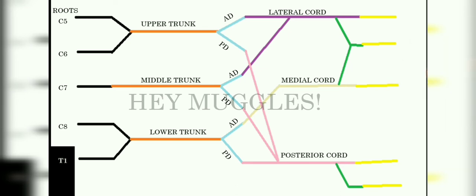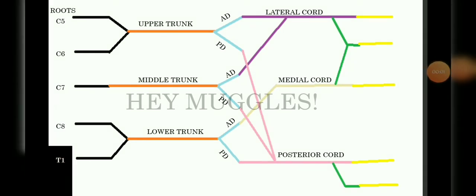The anterior divisions of the upper trunk and middle trunk together form the lateral cord. The medial cord is formed by the anterior division of the lower trunk, and the posterior cord is formed by the posterior divisions of the upper, middle and lower trunks. These cords of brachial plexus are present in your axilla, that's your armpit. The key branches of the brachial plexus are represented in yellow, and there are 5 key branches of brachial plexus.